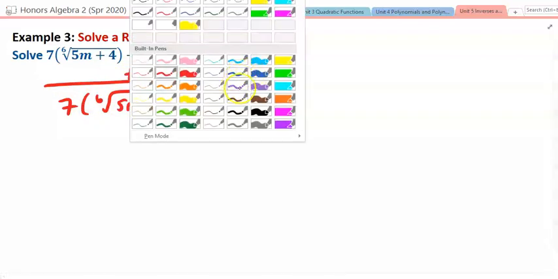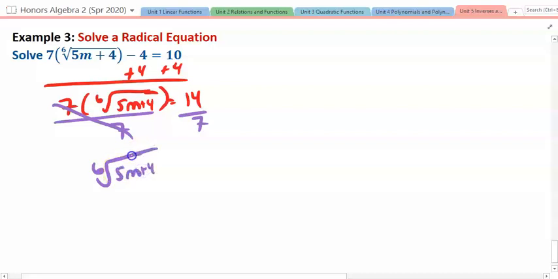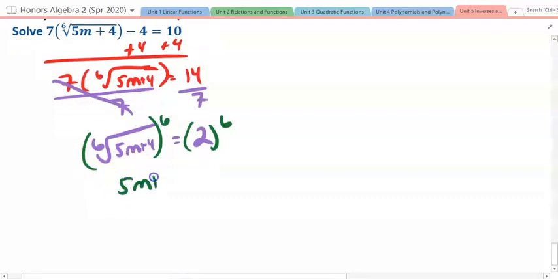I'm next going to divide both sides by the 7. And so I get the 6th root of 5m plus 4 is equal to 2. My next step would be to take both sides and raise it to the 6th power, because again, we want to get rid of this index. So I get 5m plus 4 is equal to 64, because 2 times 2 times 2 is 8, and another group of 3 2's would give me another 8, so 8 times 8 is 64.